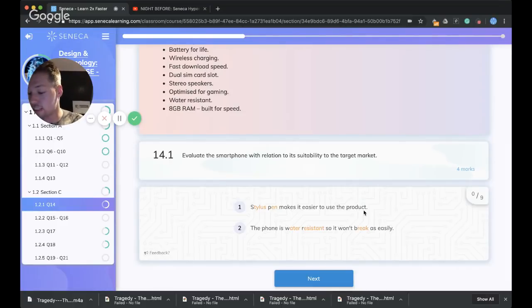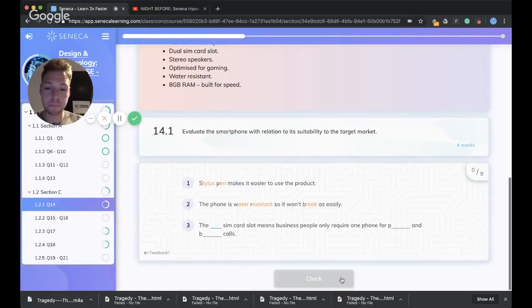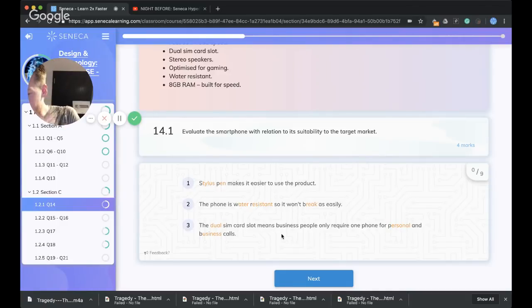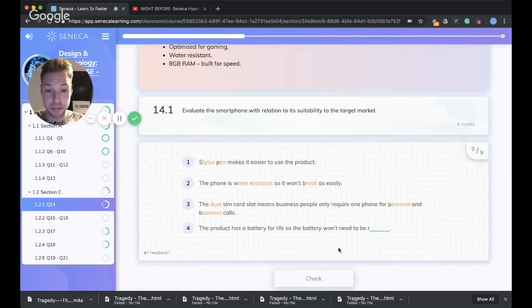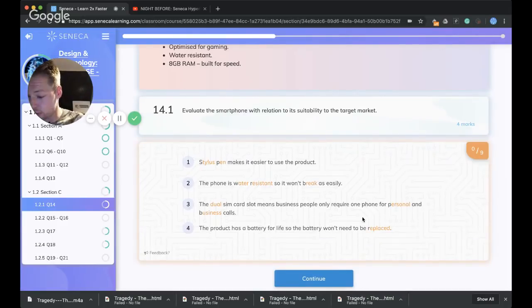The phone is optimized for gaming for teenagers. Really, really good. Another point is that the dual SIM slot means business people can require one phone for personal and business calls. Because remember, the target market also includes adults. So it's all really good. We've also got, what else do we have? The product has a battery for life, so the battery won't need to be replaced. Really good. So what is good about that is that if you're a teenager or a young adult and you're buying a phone, you won't have to replace the battery. So really, really good. It's going to last you a long time.